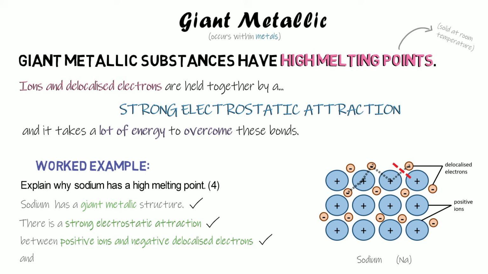And finally, what makes it a high melting point? Well, these bonds are strong, this attraction is strong, so a lot of energy is going to be needed to overcome that attraction and to break the metallic bonds. So those are 4 example marks. If it's a 3-mark question, one of these points might be missing, but if you write this on every single one that asks about melting point, you're not going to go wrong.